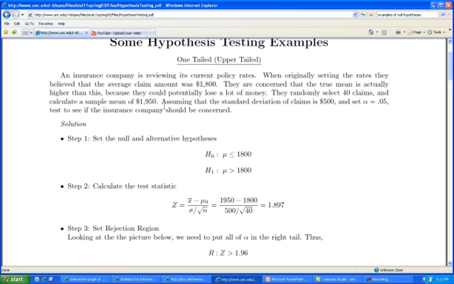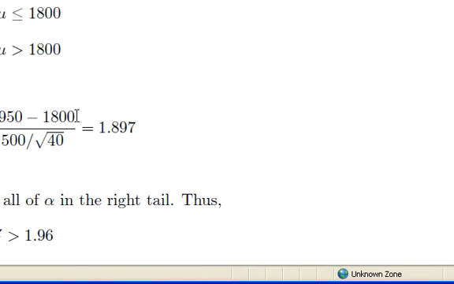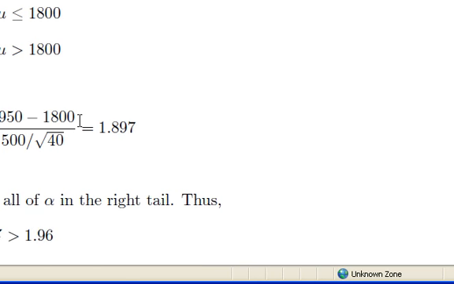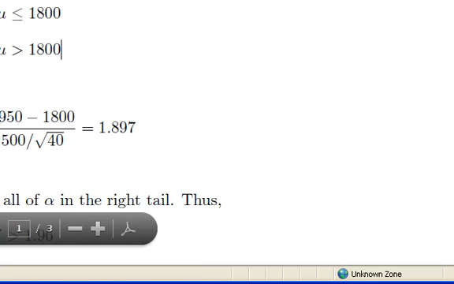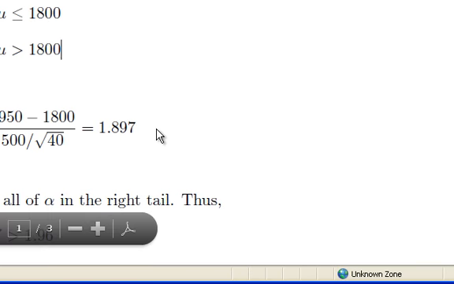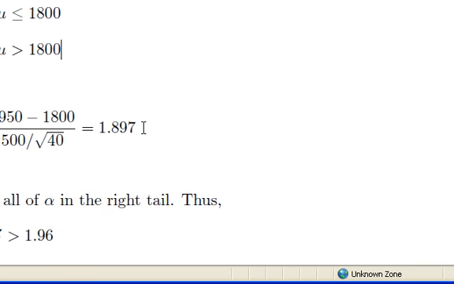So they found the $1,950 right there. That's what they found from the 40 claims. Okay? The mu is 1,800. That's what they said. The mu should be 1,800. That's a null hypothesis. They want to see if 1,950 is really significantly greater than 1,800. Then they take the standard deviation of the population and divide by the square root of 40 people that they surveyed. They come out with a 1.897.